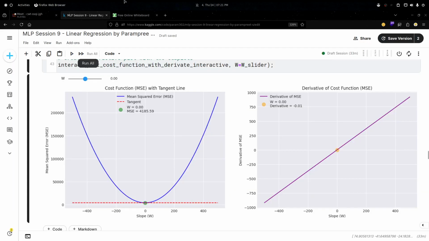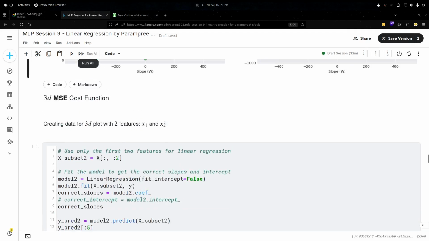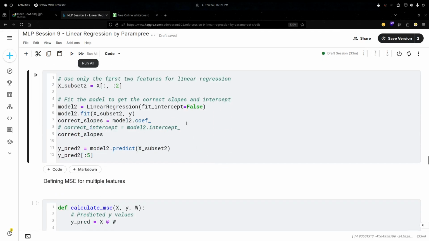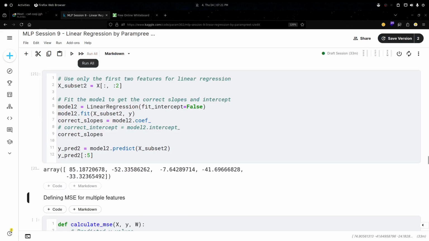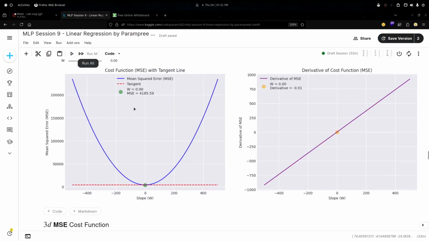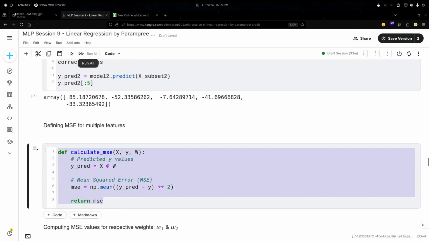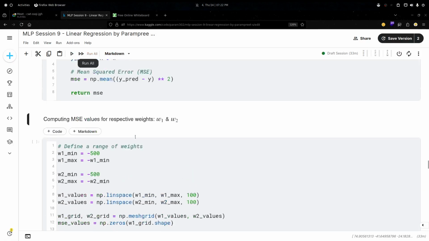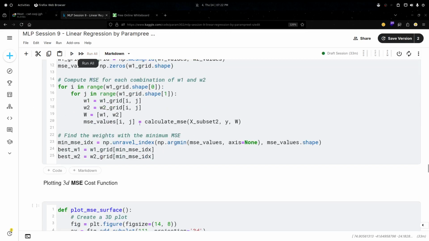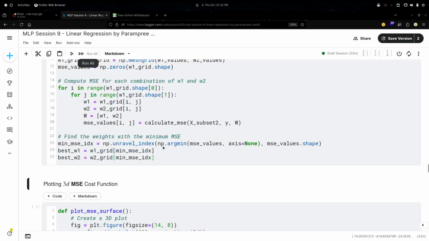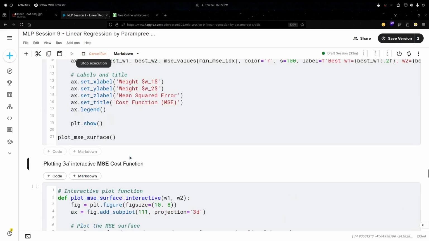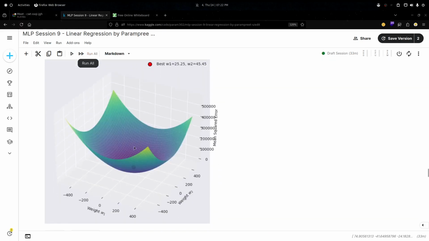Okay, now I have some more graphs also. Here I have a 3D graph. What I am doing here is taking the first 2 features. Earlier I was taking only one feature, but now I am taking 2 features, and here I am doing the prediction and calculating the mean square error. After calculating the mean square error, I am plotting a 3D graph. This is the 3D graph of the mean square error.